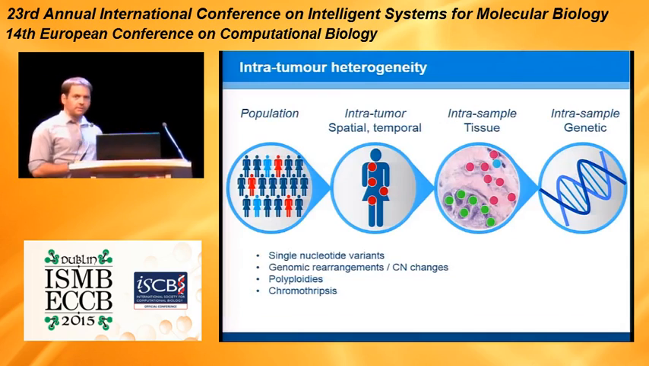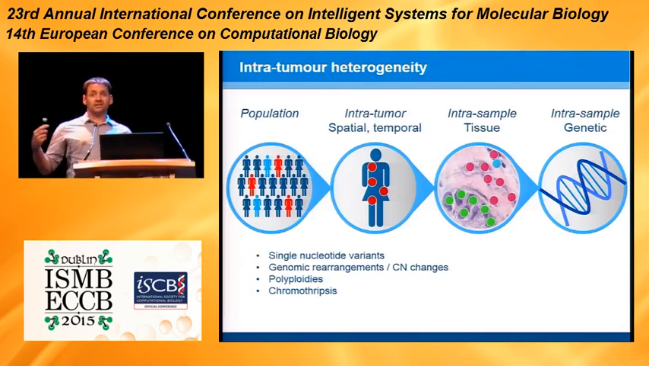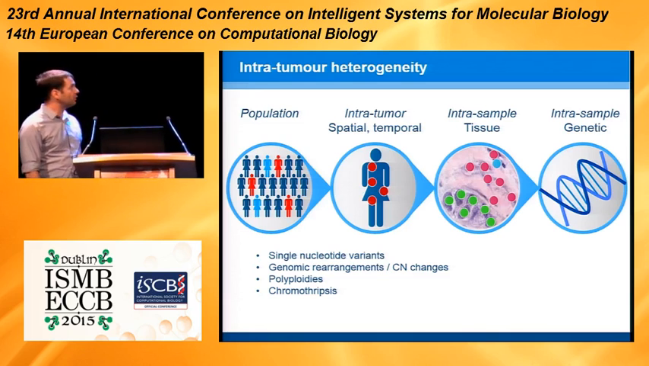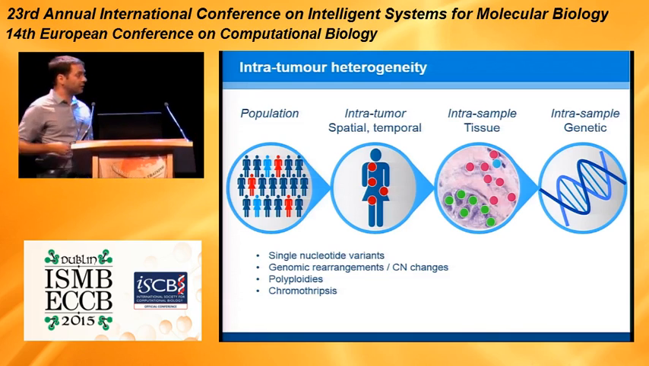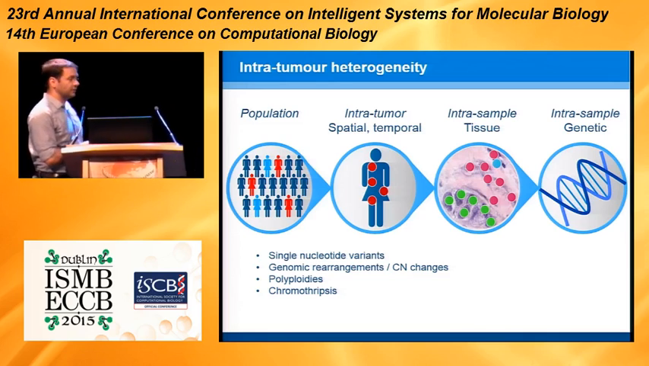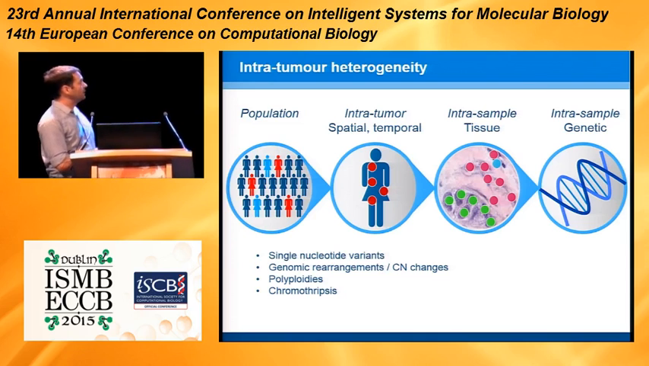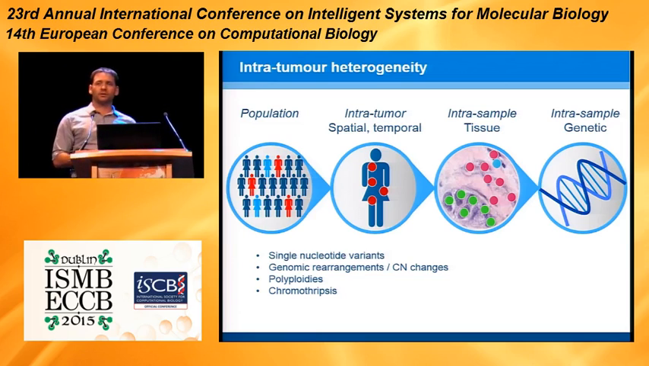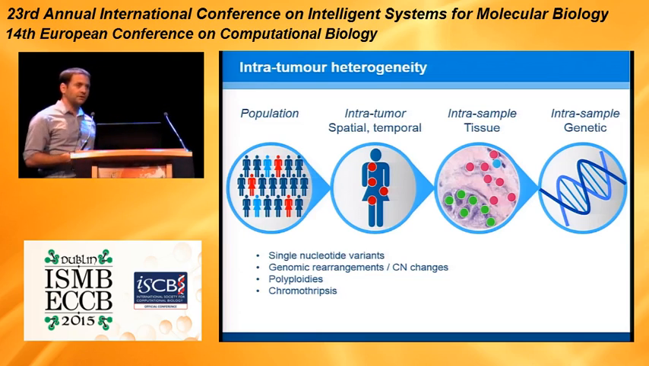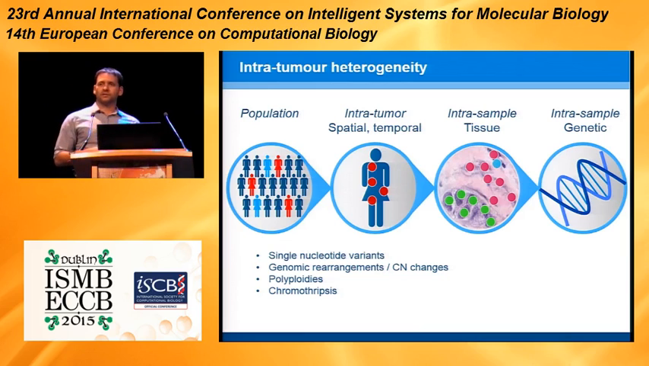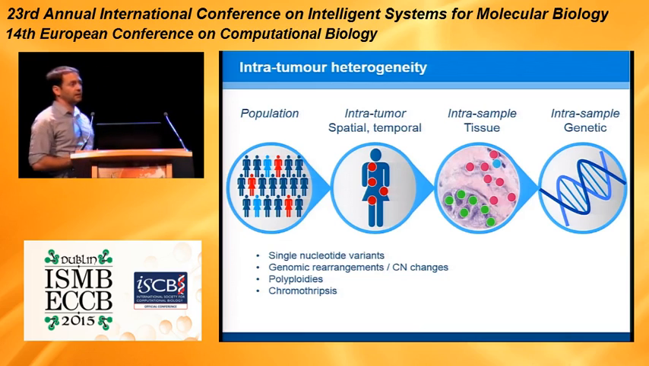So I probably don't need to say much about the fact that there is a lot of heterogeneity in cancer. We all know that by now. It exists on different levels, on the level of the individual patients, of course. Cancer is a very patient-specific disease. But if you look inside those patients and compare different metastases, the primary tumor, and the relapse, you will see that all these different metastatic sites and samples differ in their genetic makeup, copy number changes, point mutations, and so on.